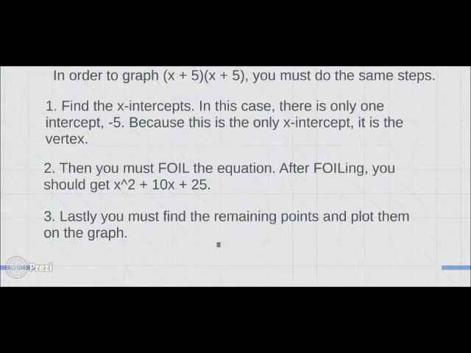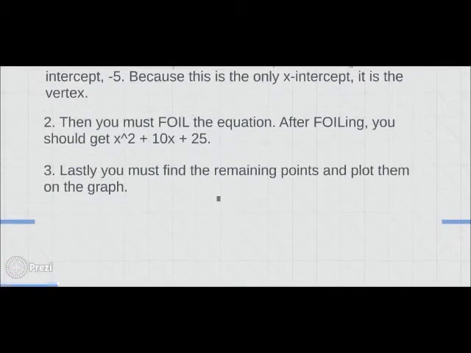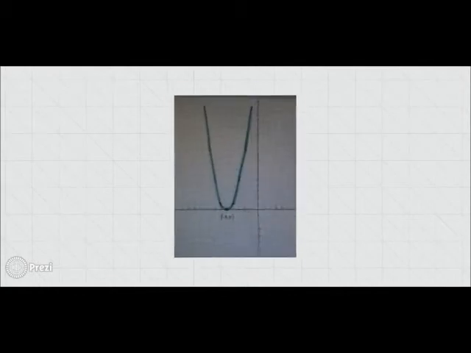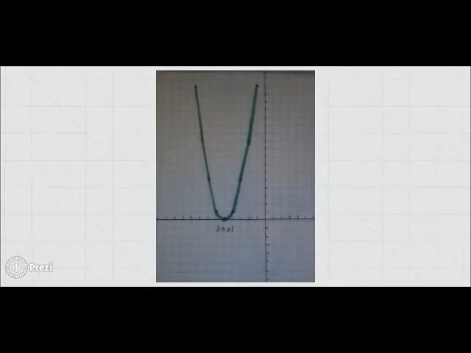Then you must FOIL the equation. After foiling, you should get x squared plus 10x plus 25. Lastly, you must find the remaining points and plot them on the graph. This is your graph after doing all those three steps.